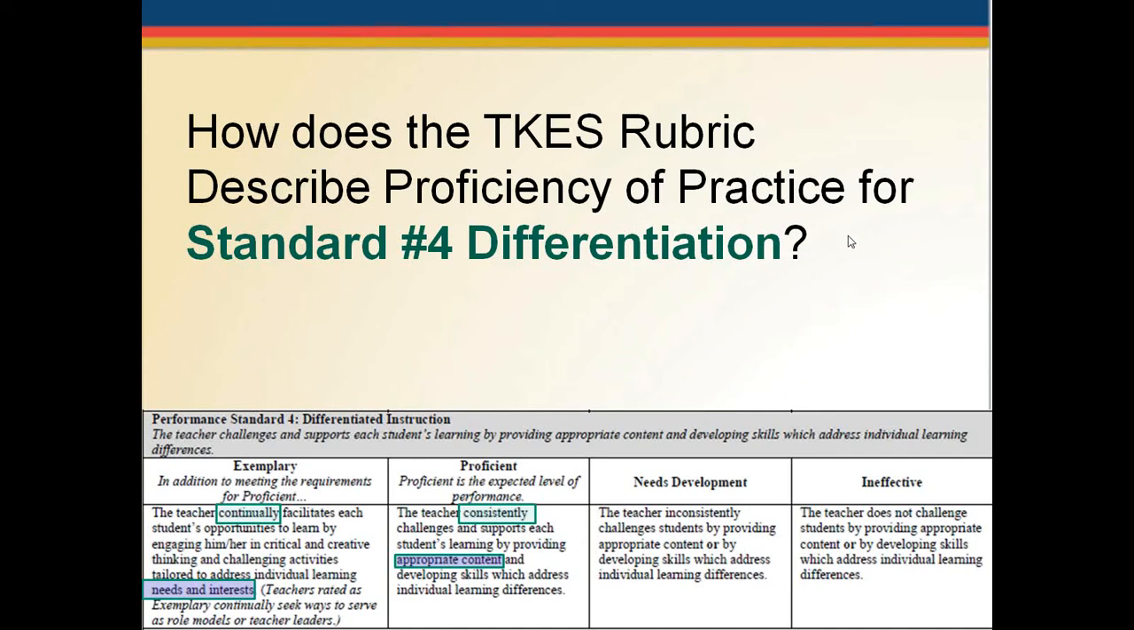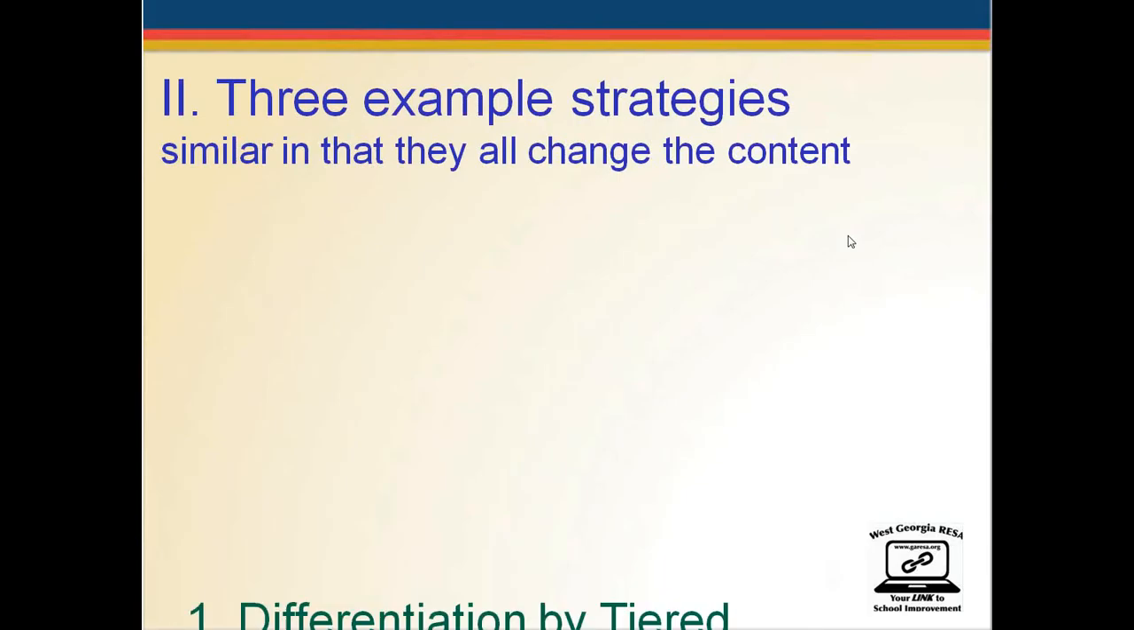So I just wanted to point out that even though there might be 16 different ways for us to pair up what is changed and why it is changed, there seems to be in an examination of standard number 4 an indication that the preferred method, or at least emphasized method, would be to change the content, and perhaps to do that because of needs, which would imply readiness, and then also interests.